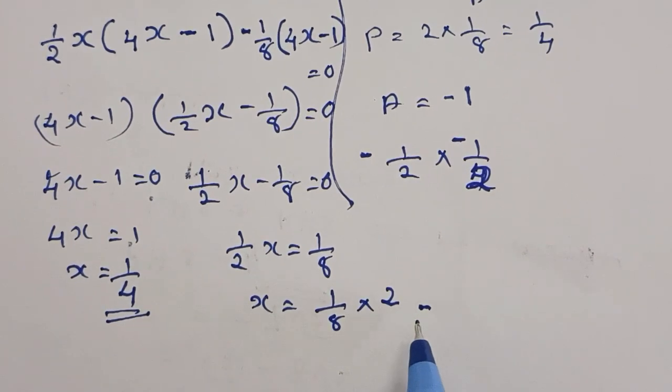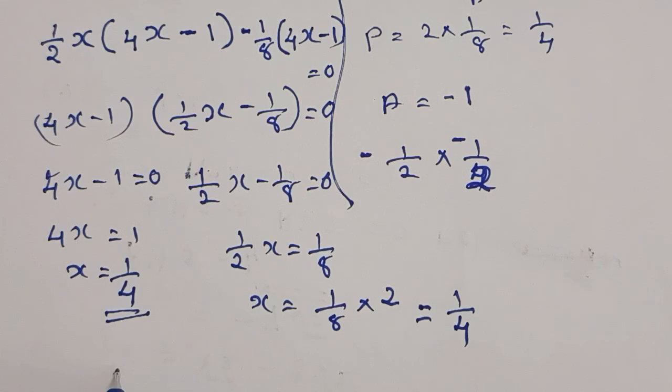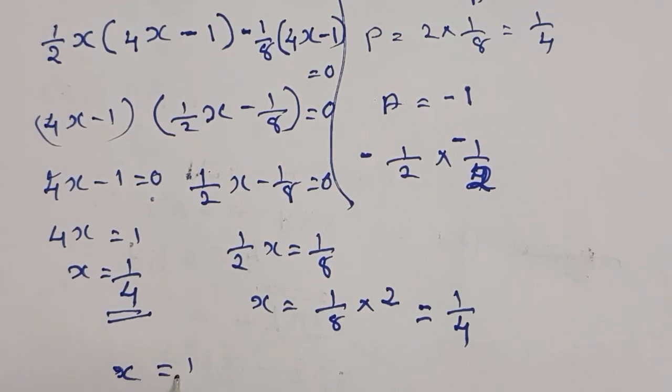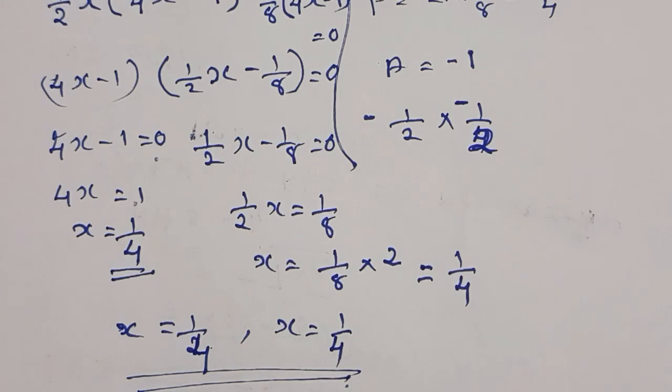That is equal to 1 by 4. After cancellation we get 1 by 4. So first factor gives x equal to 1 by 4, and the second one is also x equal to 1 by 4. This is the required solution. Okay.